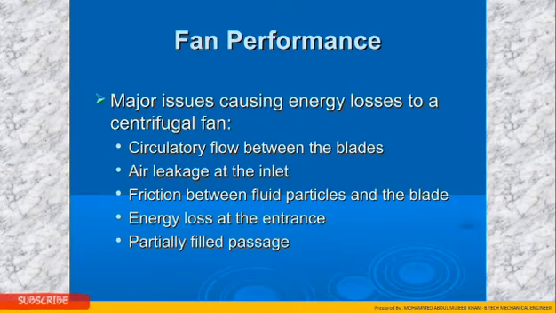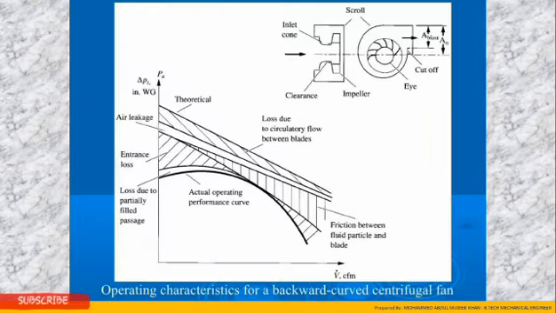Fan performance. Major issues causing energy efficiency losses to a centrifugal fan: circulatory flow between the blades, air leakage at the inlets, friction between the fluid particles and the blades, energy losses at the entrance, and partially failed passages. This is the operating characteristics of a backward curved centrifugal fan.